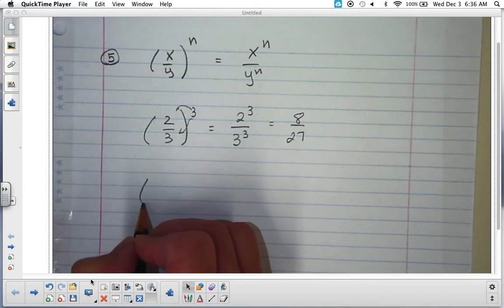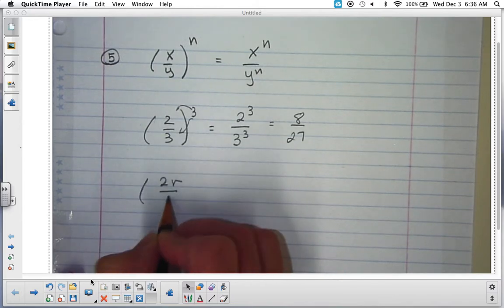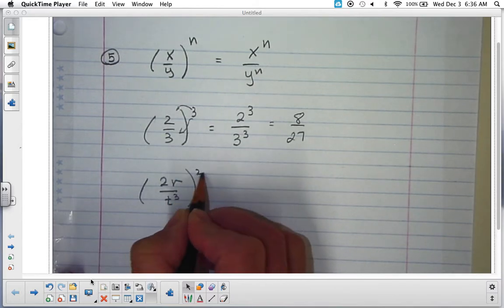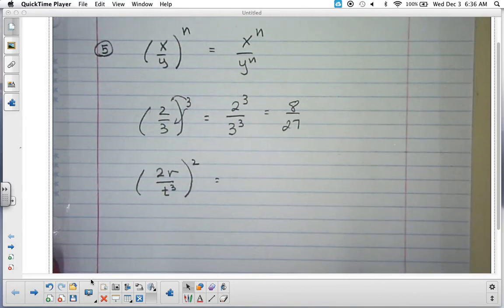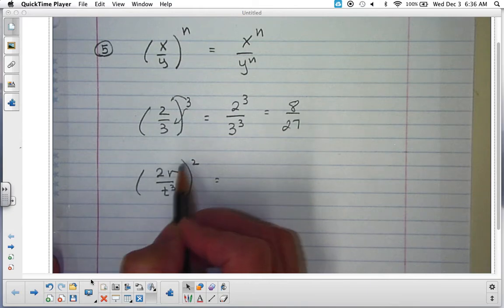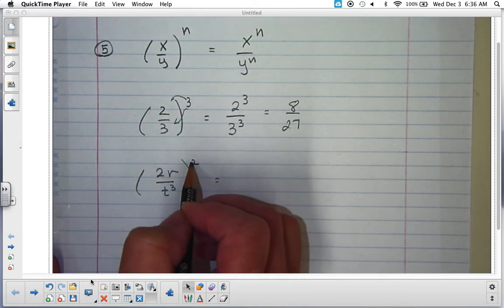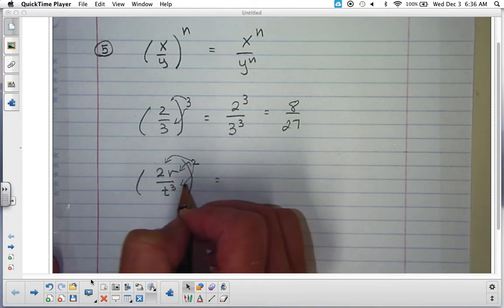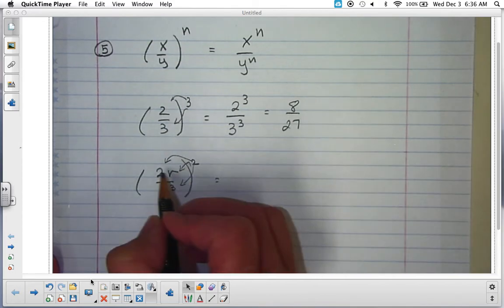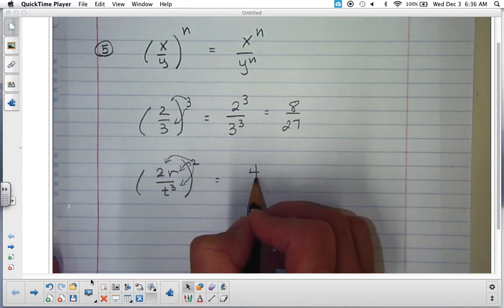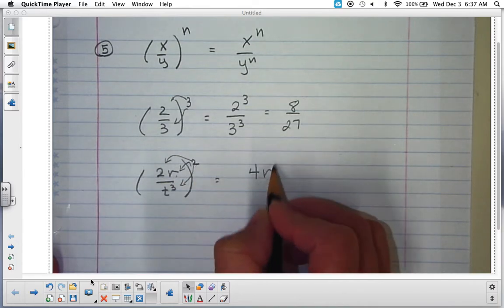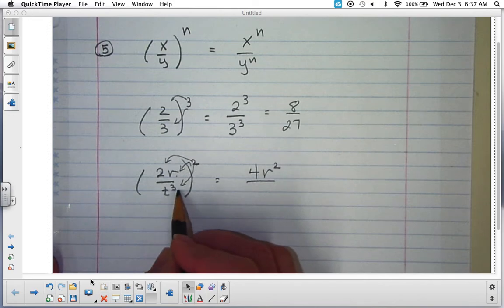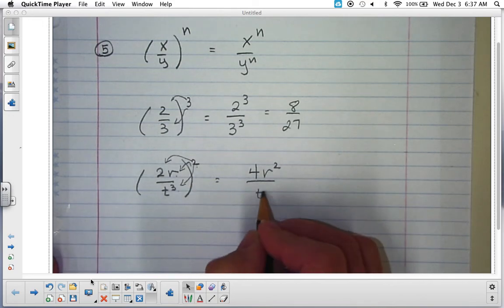Let's do one more here. I've got 2r over t cubed, squared. So again, it's important to either write it out twice or just to remember that this squaring happens to all of the terms inside. So it's going to be 2 squared, r squared, and then t cubed squared. So this 2 to the second power is 4, r to the second power is r squared, t cubed squared is going to be t to the 6.